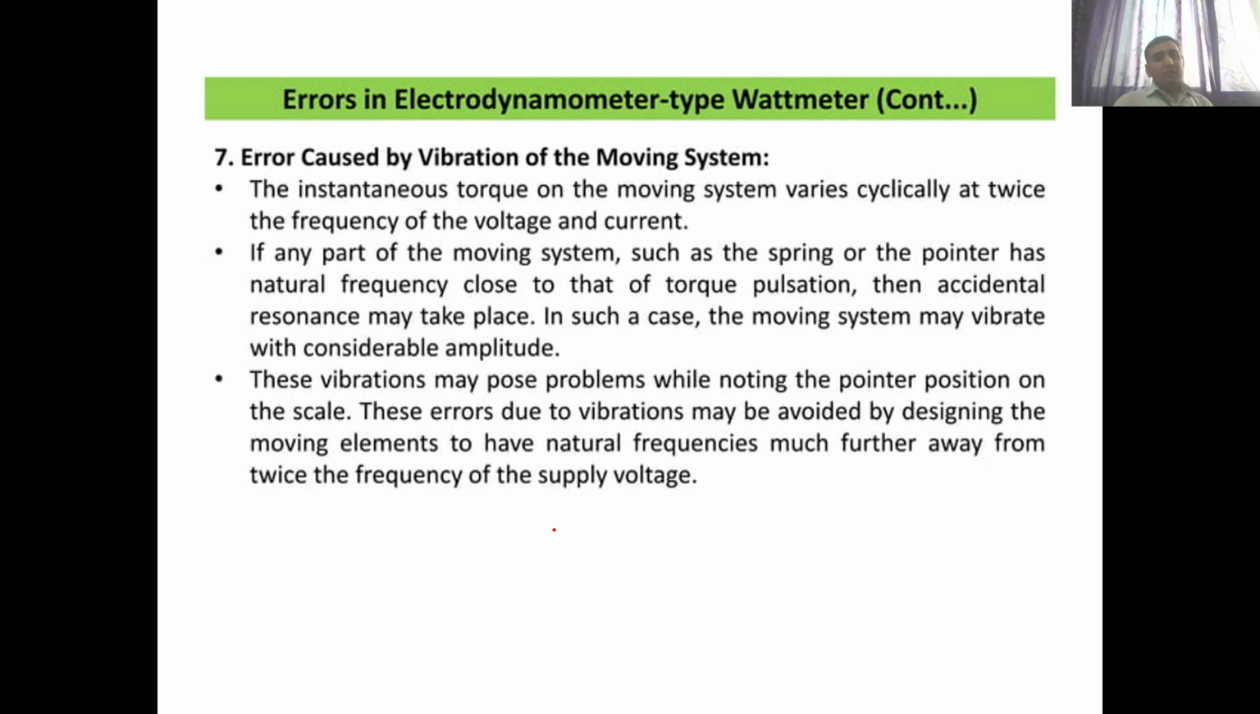The next part is vibration of the system. As we know, the instantaneous torque of a moving system is pulsating, with a frequency of 2 omega t. If any part of the moving system, like the spring or pointer, has a natural frequency close to the torque pulsation, then it will vibrate at resonance frequency. This vibration causes an error in the pointer position. This error can be avoided by designing the element with a natural frequency far away from the supply frequency.